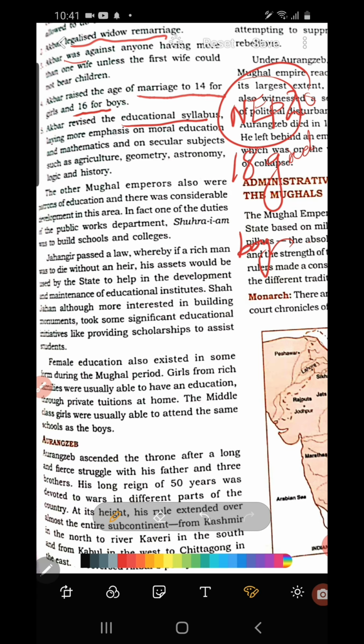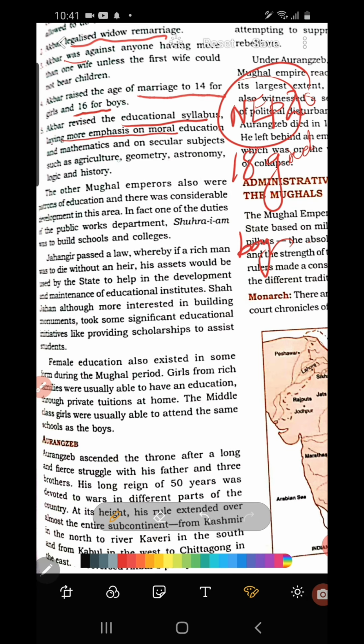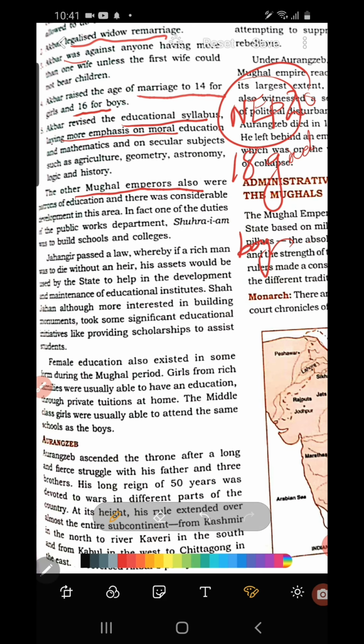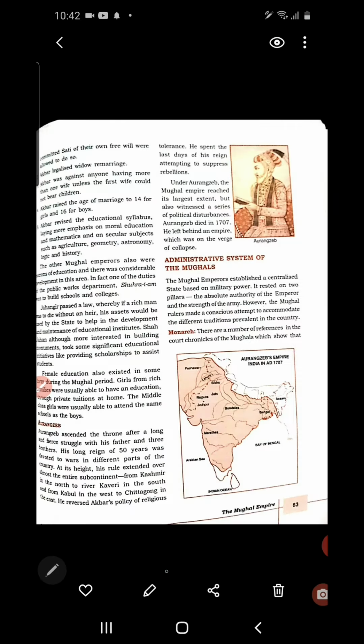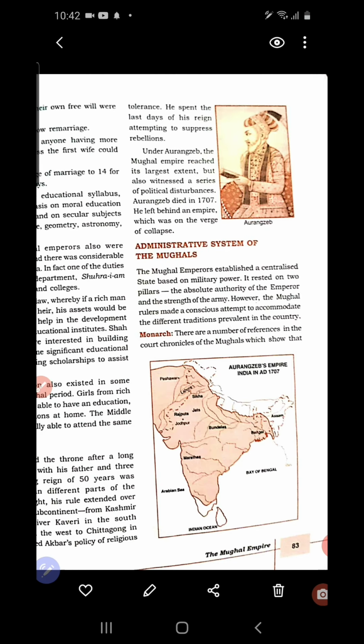So here Akbar revised the educational syllabus, and he said that more moral education and values, other than learning the subject, should be inculcated among the students, in order to help them lead a better life. Then the other Mughal emperors, following Akbar, also stressed the importance of education. These are all about Akbar's policy regarding integration and social reforms.